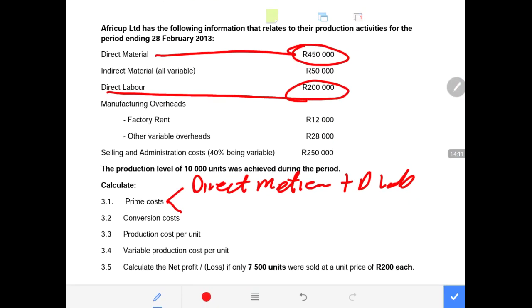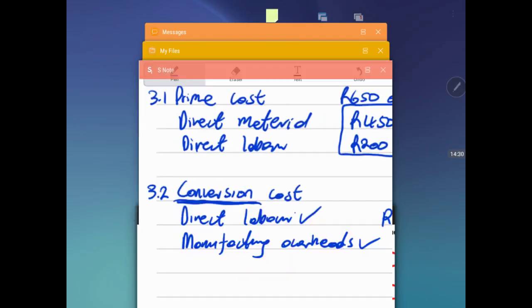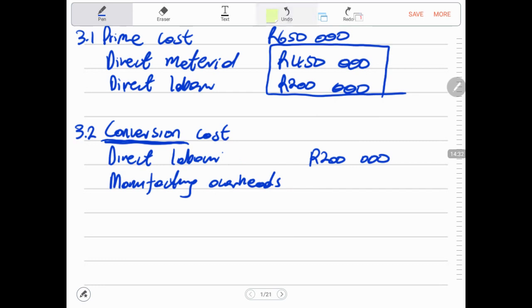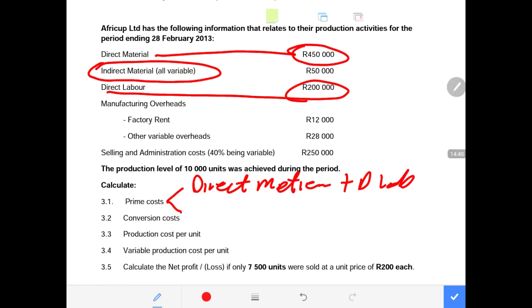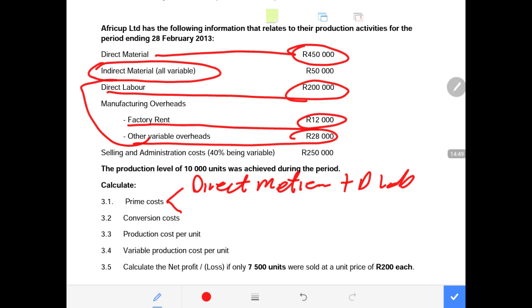Our manufacturing overheads that we have, and I did mention to you that indirect material is a manufacturing overhead because it is not directly related to production. All the costs that are indirect are manufacturing overheads. Hence, I did mention that to you earlier when I was explaining. So now we go to our manufacturing overheads, and the first manufacturing overhead was a factory rent of 12,000 rands. Let me start with that one, then come to the other overheads, then after take into account the indirect material.